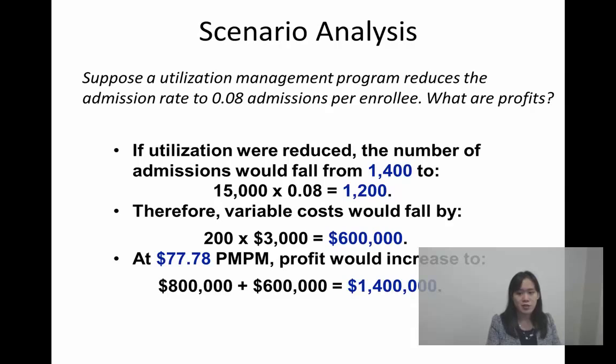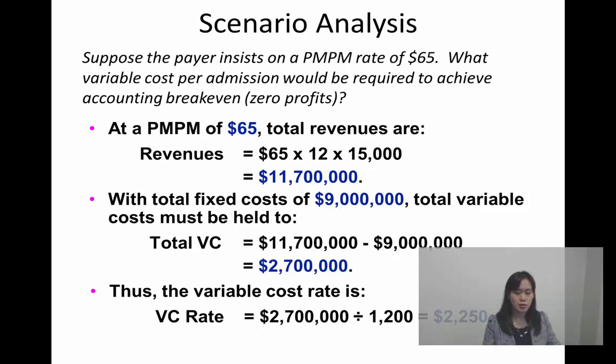We can ask different types of questions. Here's another question that you might be wondering. What if the payer says, no, $77.78, that's too much. We're only willing to pay a PMPM rate of $65. If that's the case, what are the costs that you need to achieve to make sure that you still break even, so you achieve the accounting break-even point? Remember, accounting break-even is from the full cost pricing method where we take into account total costs.